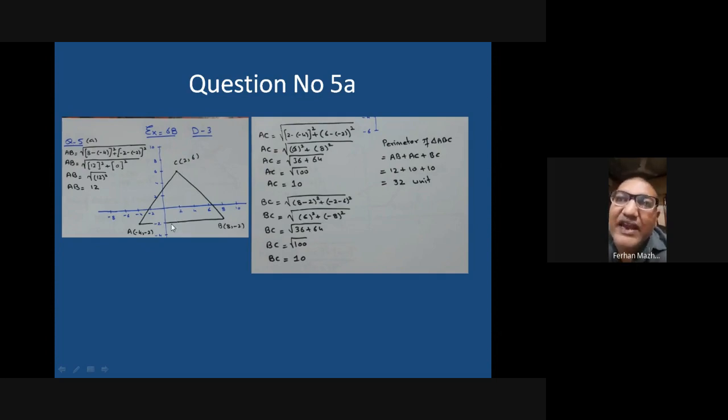This height will be 8. From -2 up to 6, this height will be 8. So the height of the triangle is 8. The base AB is 12.